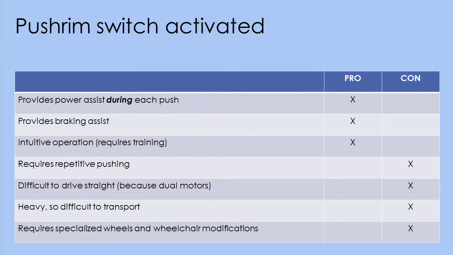It takes a little getting used to, but because there's two motors, how evenly you push defines how straight you go. So it is a little bit difficult to get yourself going straight. It just takes a little bit of practice because there's two motors. They are heavier, like I said before, because there's two motors and each motor needs a battery. You end up with a little bit more weight for transportability. And then oftentimes it does require some customization of the wheelchair to add this type of power assist on.